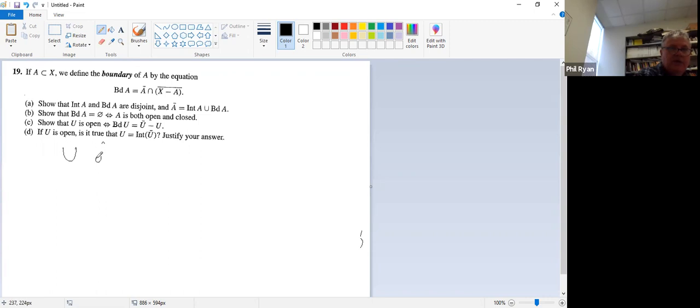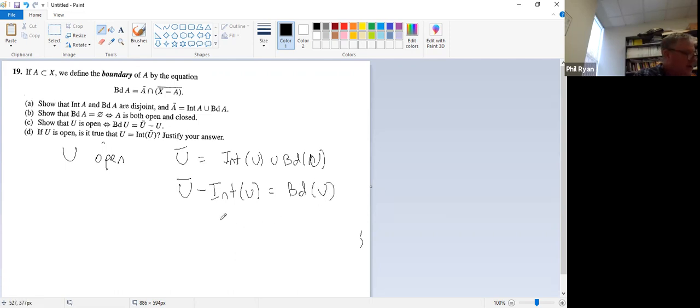If U is open, then the closure of U equals the interior of U union with the boundary of U. So the closure of U minus the interior of U has to equal the boundary of U because the boundary and the interior are disjoint. So the closure of U minus U, because U is open, is equal to the boundary of U.